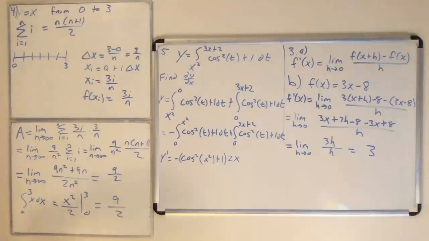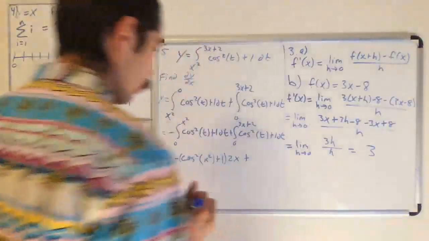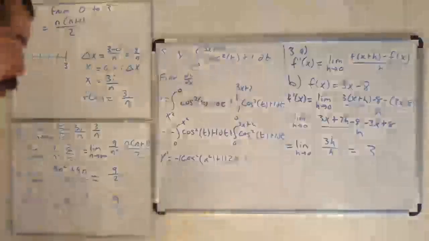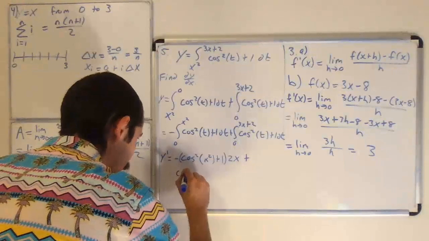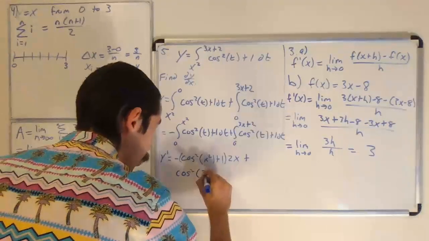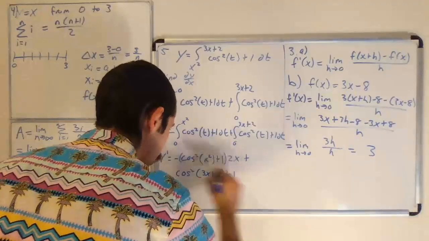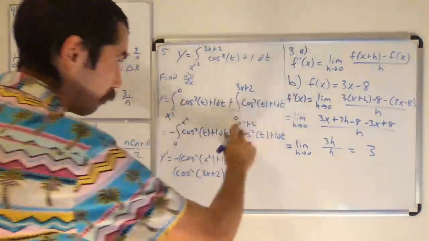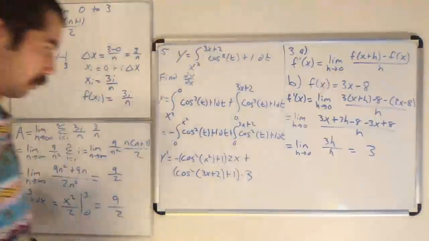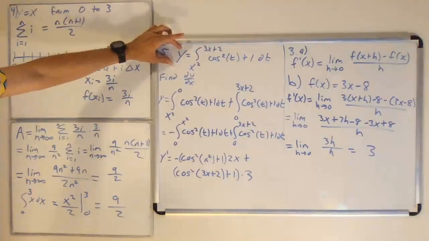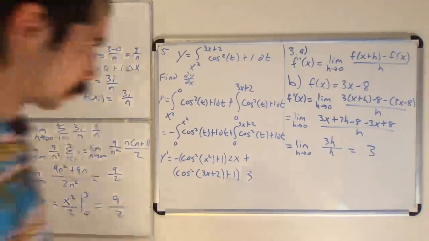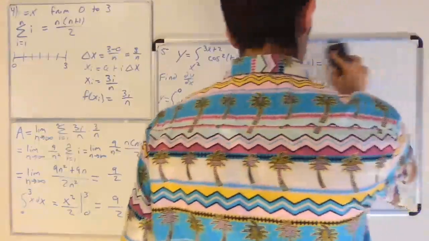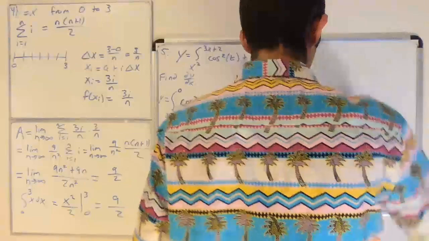The derivative of the second part is plus, I'm going to just draw it in the next line so I have space for the next questions. Plus cosine squared 3x plus 2 plus 1 times the derivative of that function, which is 3. So the derivative of this integral is this expression here. All right, let's keep it going.